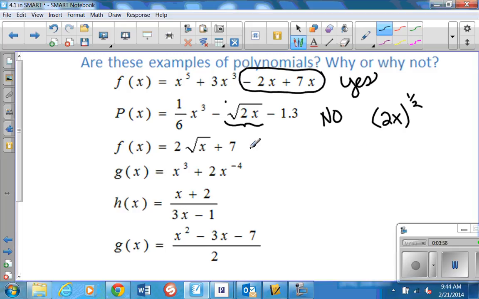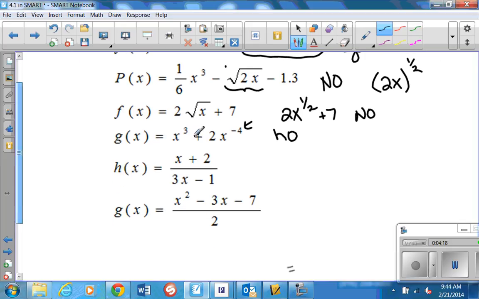How about the f of x? No, because again, I could write that as 2x to the 1/2 power plus 7. So nope, that's not. This guy? No. Nope, same reason, that negative 4 right there.